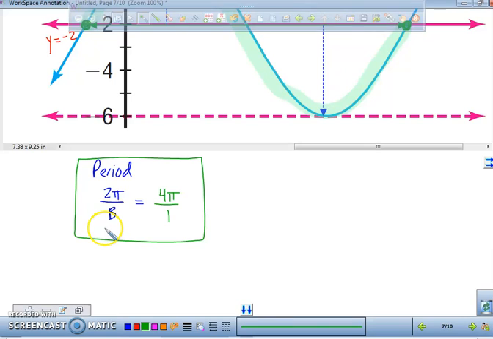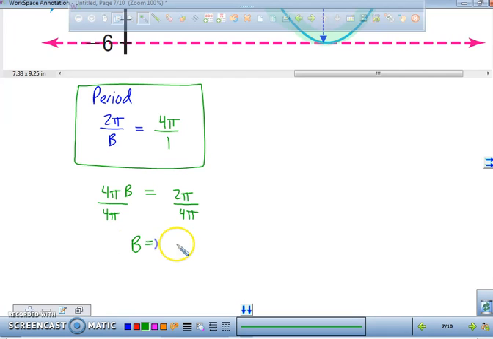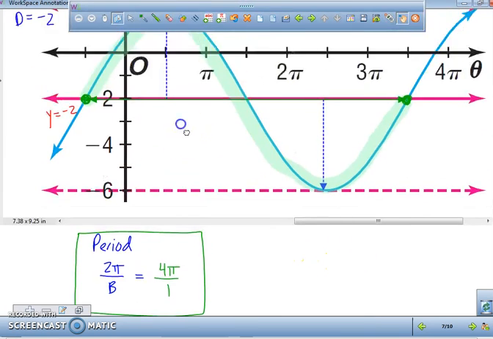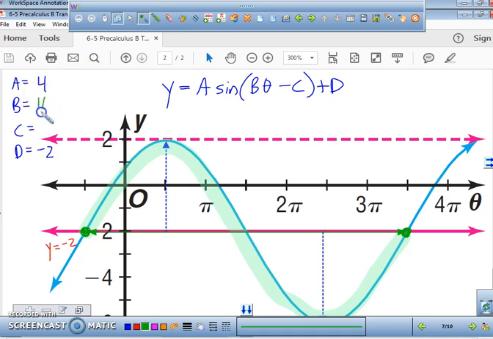Alright, so you have to find the period of the graph. You've got to figure out where the graph starts and where it ends in one cycle. So we cross multiply, and you get 4 pi times b. 4 pi times b is one of the cross products. 2 pi times 1 is 2 pi. Divide both sides by 4 pi. And what is your value for b? 1 half. So b equals 1 half, because the pi's cancel out, and 2 divided by 4 is a half. Okay? So right here, I'm going to put that b is simply equal to a half.